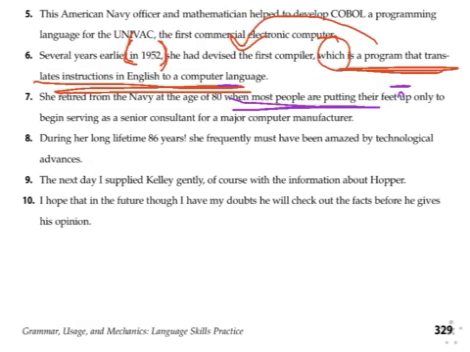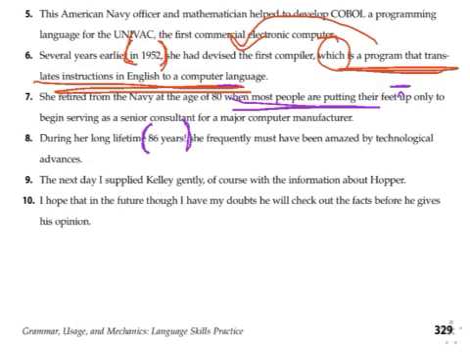So for number 8, during her long lifetime, 86 years, she frequently must have been amazed by technological advances. For this one, we would definitely use the parentheses here, because we don't necessarily need to know exactly how long it was to understand that she lived a long time, okay? Whether you live for 80 or 90 or 100 years, it's all a long time. So we could probably take that out and it'd still make sense.